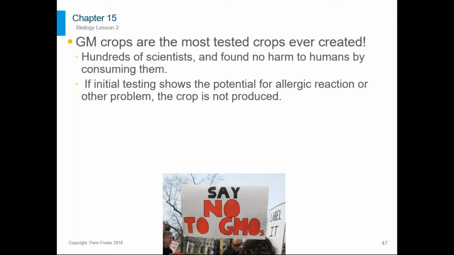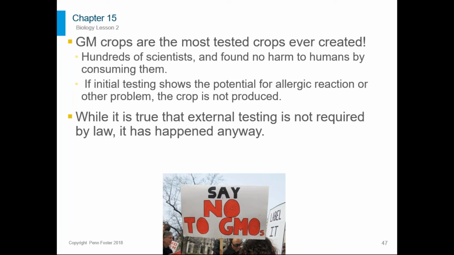And when they do test them, if initial testing shows the potential for allergic reaction or some other problem, then the crop is not produced. So they don't necessarily always test these kind of things when just breeding plants together. But when they make genetically modified plants, they do test them. Now, it's true that extra testing is not required by the law, but it's happened anyway because people want to make sure that these things are safe.